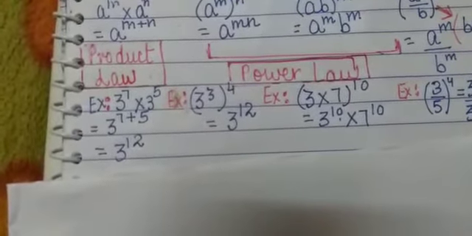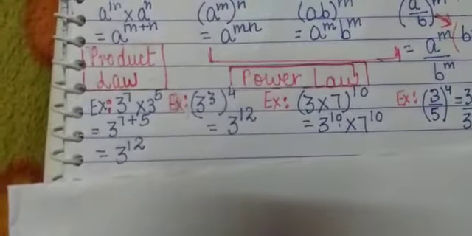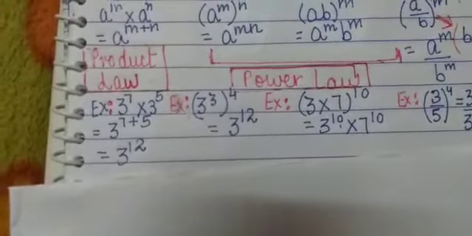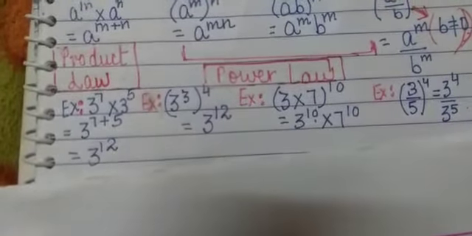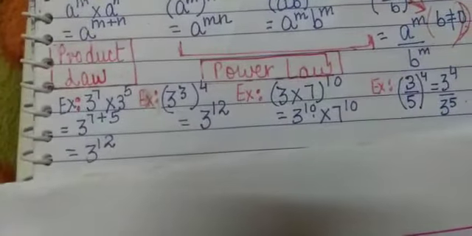Just do one example. I have already solved that example. 3 to the power 7 multiplied by 3 to the power 5. We know the bases are the same. If the bases are the same, the powers will be added. So 7 plus 5 is 12. So the answer is 3 to the power 12. Now, the second one is 3 to the power 3 in a circular bracket, bracket close, to the power 4. So as you know, 3 times 4 is 12.